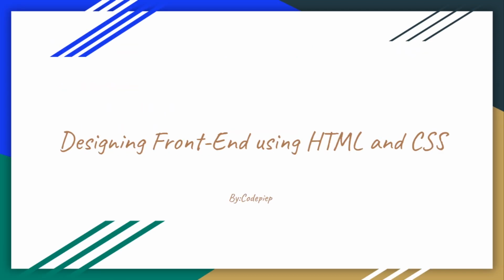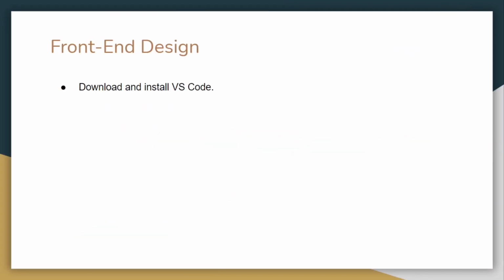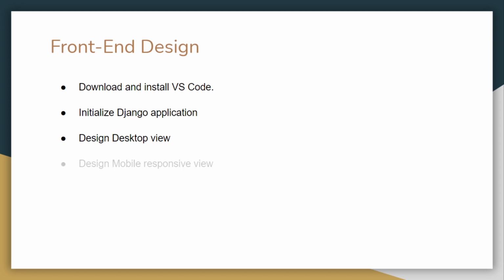So let's get started. First of all, we need to download and install VS Code. I am using VS Code out of personal preference, but if you are familiar with any other editor, it will work for you. Then we will see how to initialize a Django application. Then we will design our desktop view, and then we will design the mobile responsive view. So front end design will consist of all of this.